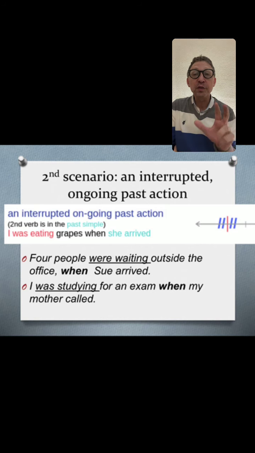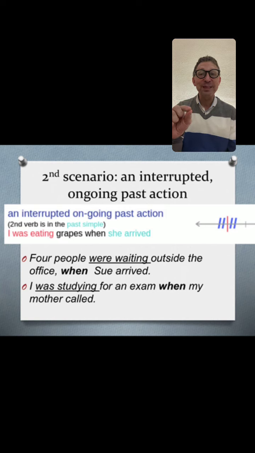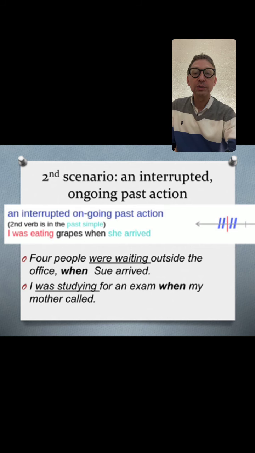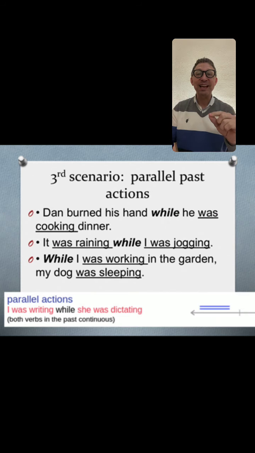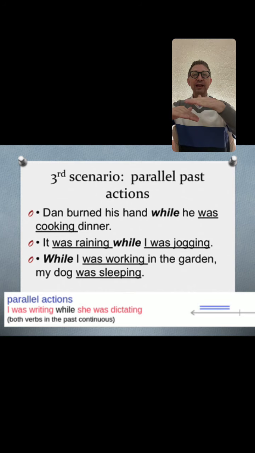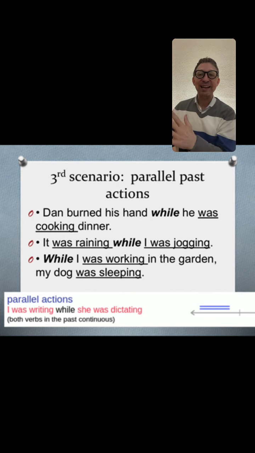Now let's look at the third most common use of past continuous. Now keep in mind with this interruption, we have the word when. When, that's our clue. In the third most common use, we have parallel actions and the key word is while. Not when, but while. While I did that, they were doing this. So we have parallel actions, 2 actions in the past taking place at the same time.